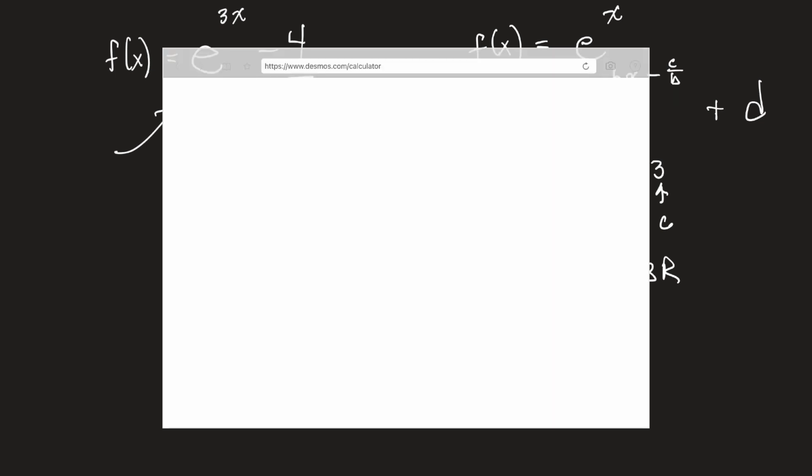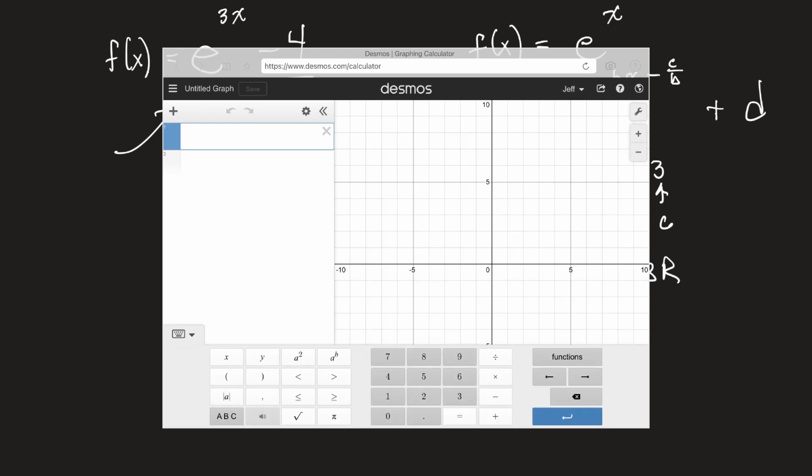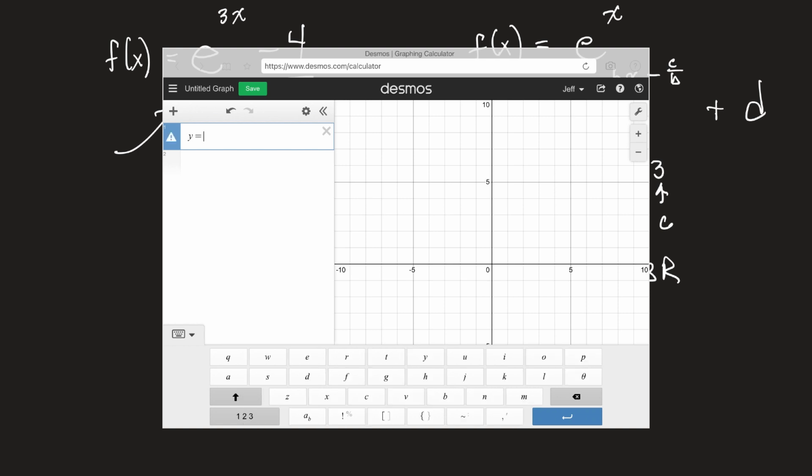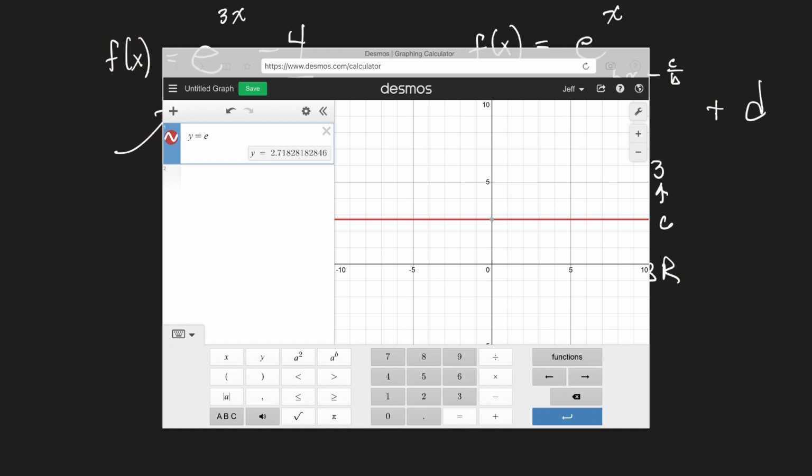Let's play with decimals for a second, just to make sure that that's making some sense. So y is equal to e to the x. So there's the basic natural exponential.